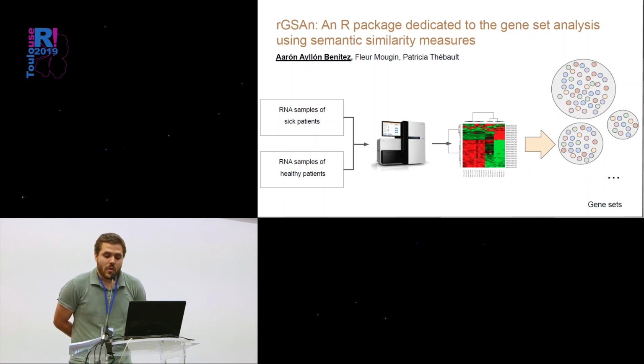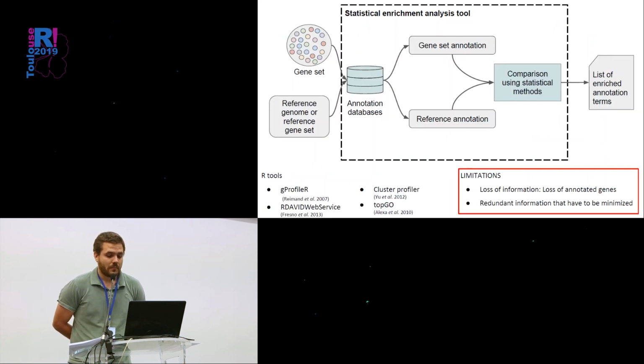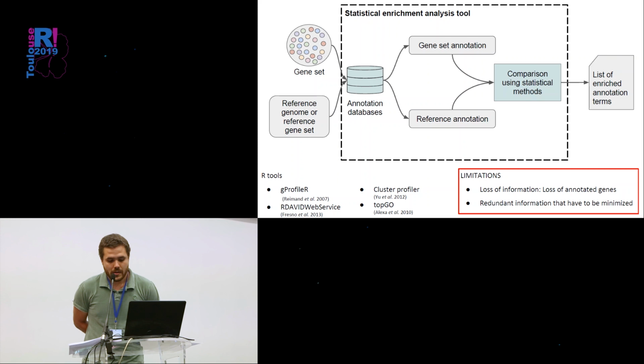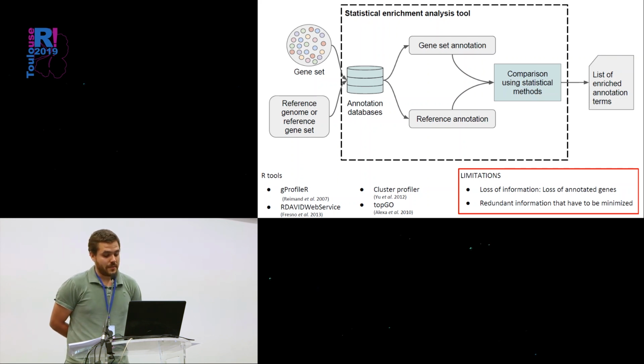Here we are interested in knowing the biological information for the gene set. So for that we use gene annotation, but the number of annotations can be huge for a given gene set. So for that we use a statistical enrichment analysis tool in order to compare the gene set with a reference, using a statistical method to obtain a list of enriched annotation terms.